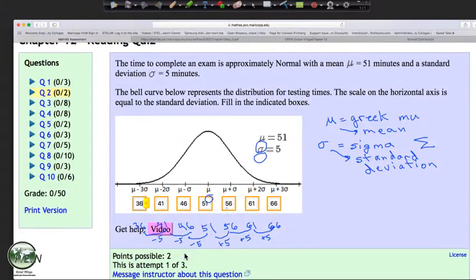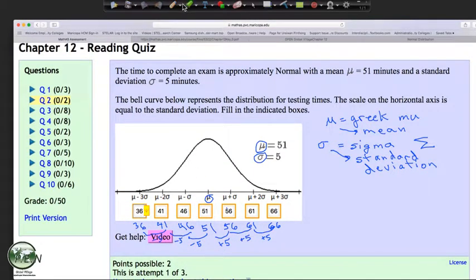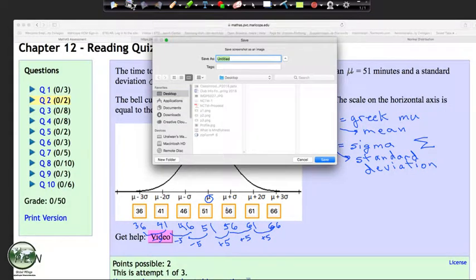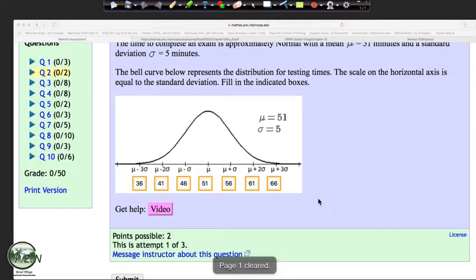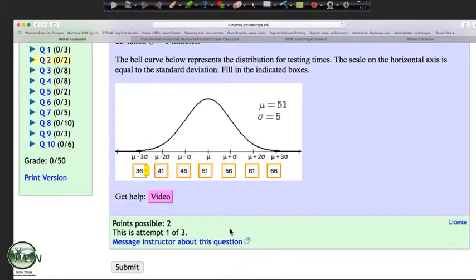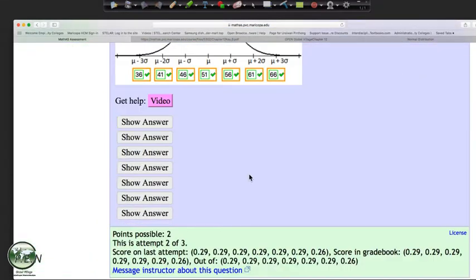So let's see. Actually, I'm just going to follow you. I already tried to do that. Let's just take a picture of this. Let's do that. Clear this off, and then we'll just click submit, and hopefully we get it right. Let's see. Submit. Yeah, so we got it right. Okay.